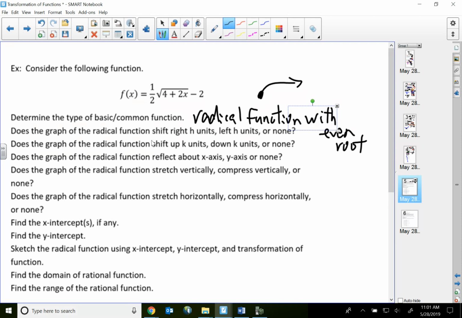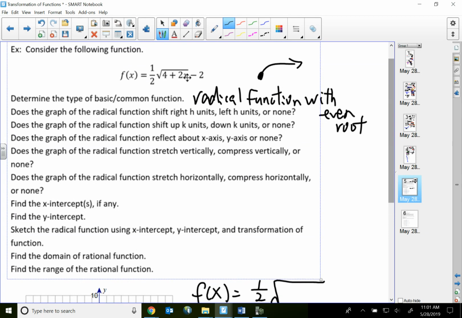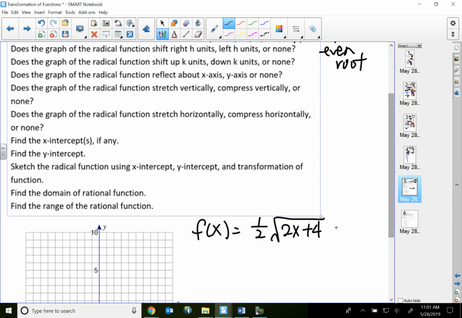All right, so let's do our transformation real quick. So I need to rewrite this a little bit. F of x, let me put it down here. F of x equal to half times square root. I'm going to go ahead and write this as 2x plus 4. I'm going to move my x term up front, and minus 2 on the outside. All right, so let's rewrite this, okay?